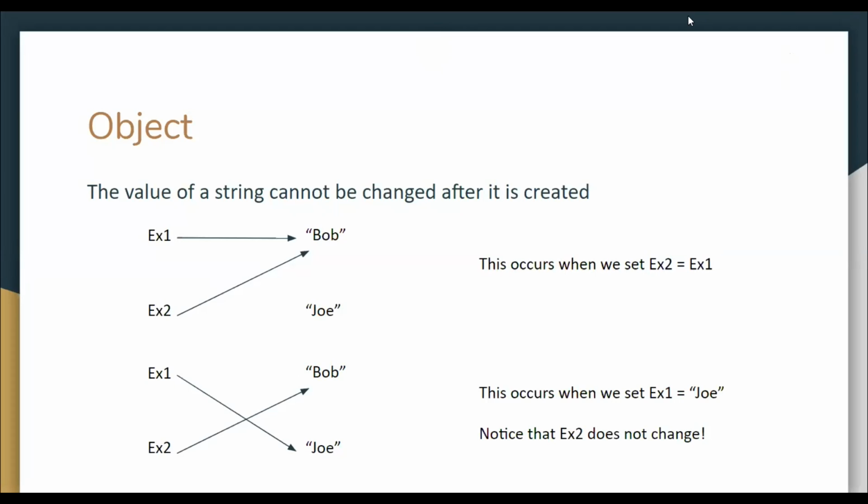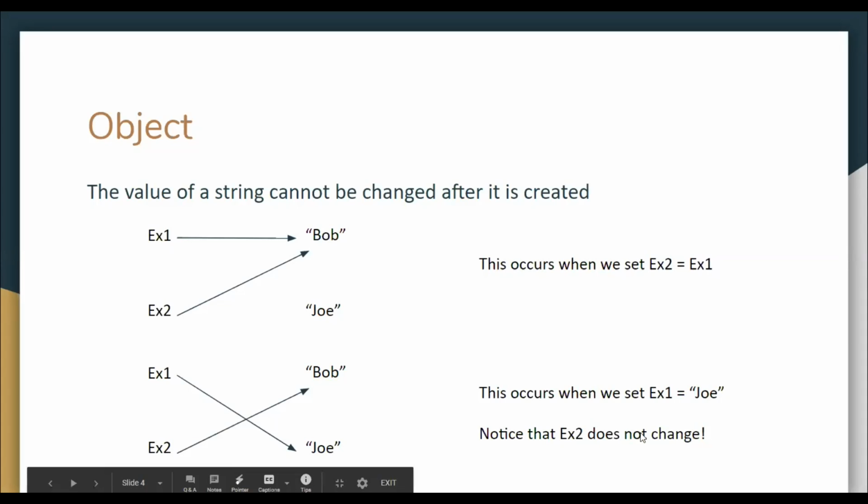I will explain. It means that if we set one variable equal to another, for example, these are variables x1 and x2. We define x1 as equal to Bob, and if we set x2 equal to x1, then x2 also contains a pointer to Bob. However, because it is a string instead of a primitive, if we set x1 equal to Joe, x2 does not change. Because x2 points to a memory value and does not point to the actual value of x1. So if x1 changes, x2 does not change.